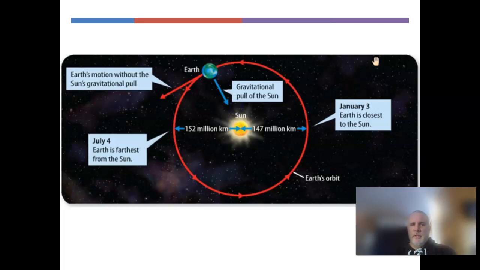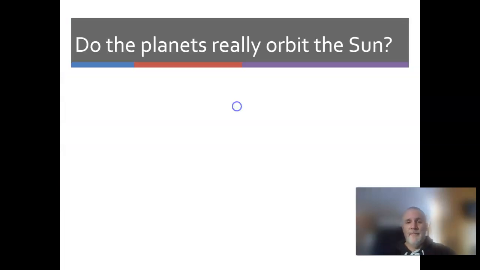Okay, here's another little picture of it. It's just showing the Earth orbiting around the sun, and it's showing the difference in distances. So in January, we are only 147 million kilometers away from the sun, and in July, we are 152 million kilometers, so we're about 5 million kilometers different.